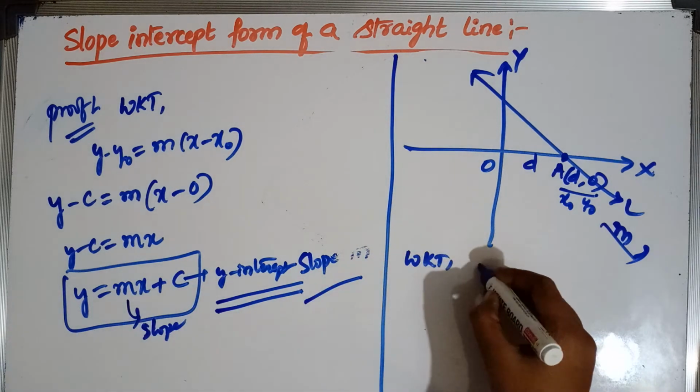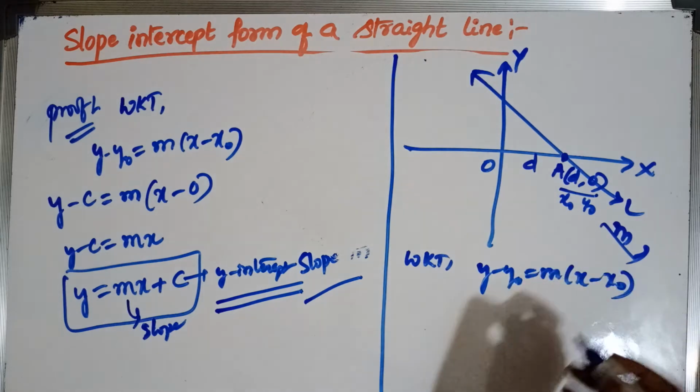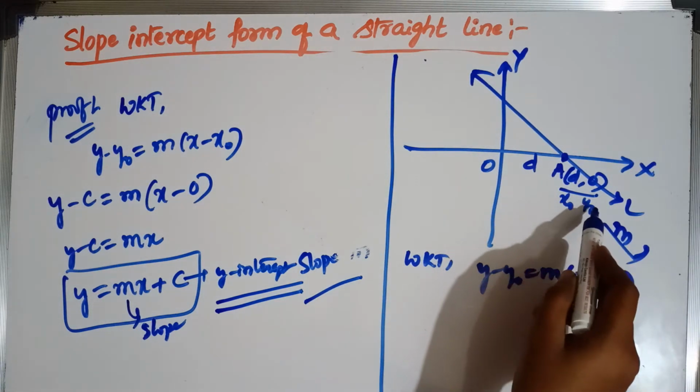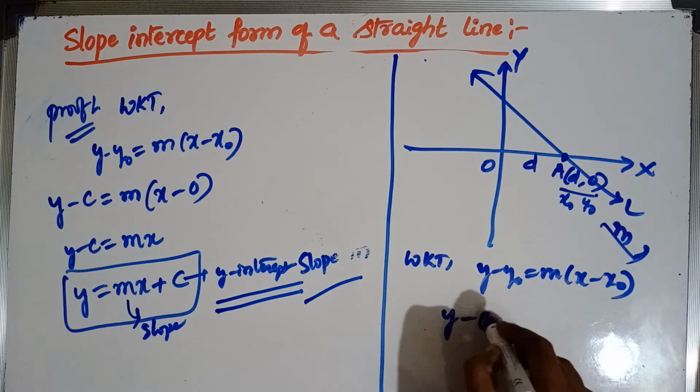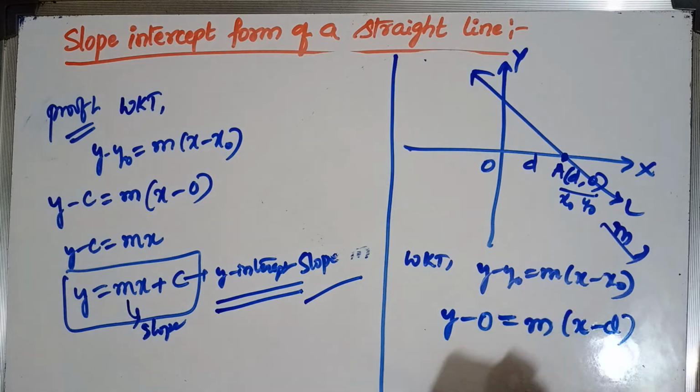So we know that y minus y0 is equal to m into x minus x0. Now we substitute x0 and y0 as d, 0. So y minus y0, which is 0, is equal to m into x minus x0, which is small d.